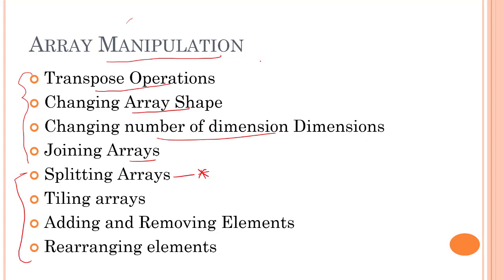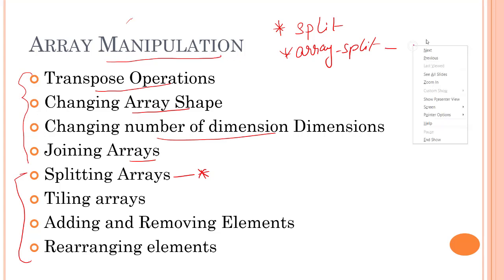Splitting arrays is basically used for splitting things in an array. We'll move to the methods we use for this. The first, as is common, is split. We use the split method to split an array into multiple sub-array views. Then we have one more method called array_split. Basically, the array_split method splits the array into multiple sub-arrays, so when you want to split the array into multiple sub-arrays or multiple views, we use array_split.